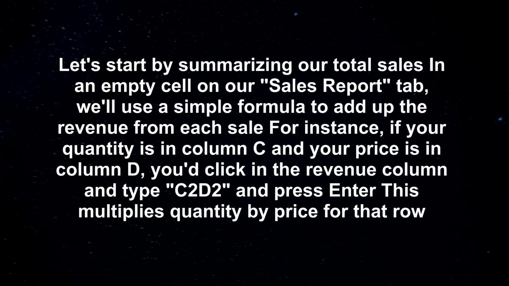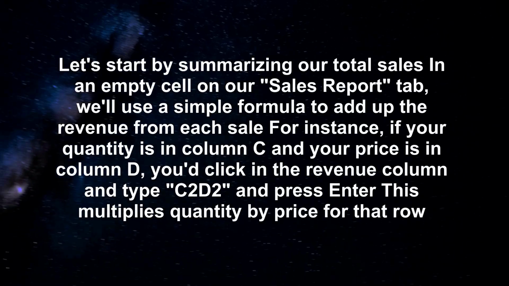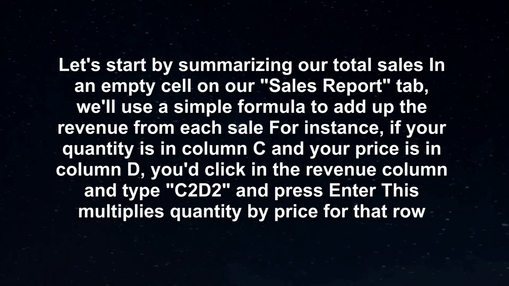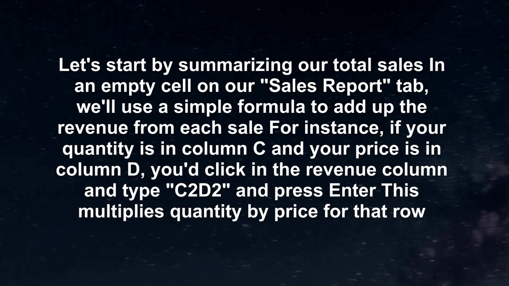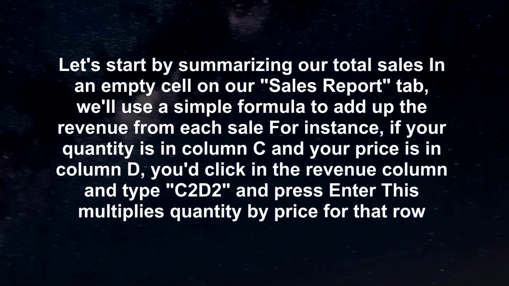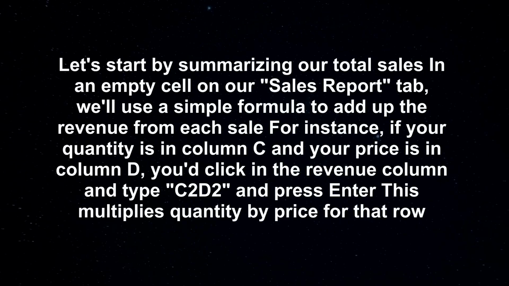We'll use a simple formula to add up the revenue from each sale. For instance, if your quantity is in column C and your price is in column D, you'd click in the revenue column and type =C2*D2, and press enter. This multiplies quantity by price for that row.